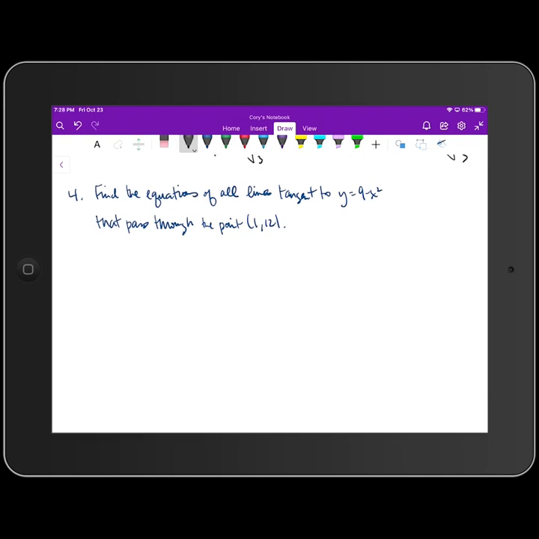Okay, so the graph of 9 minus x squared, graphically, it's the graph of x squared reflected about the x-axis and then shifted up 9 units. Okay, so graphically you're going to get some function that looks something like this.